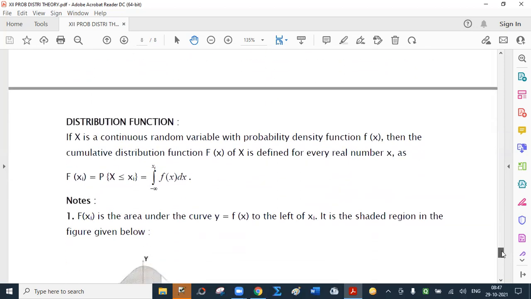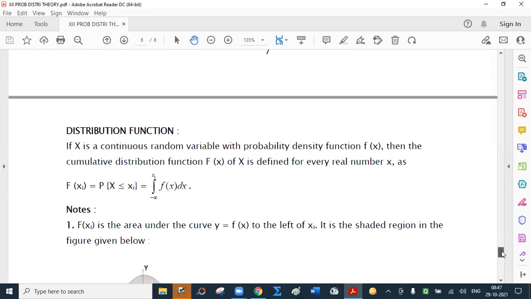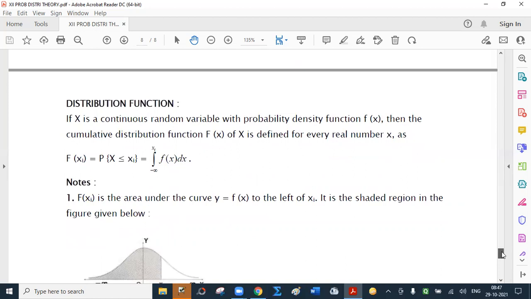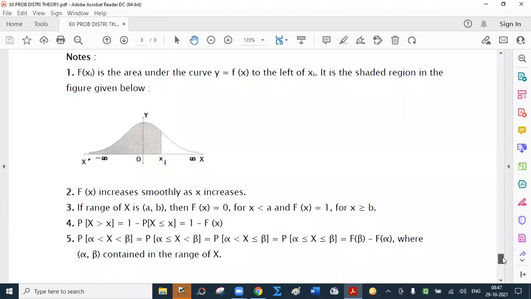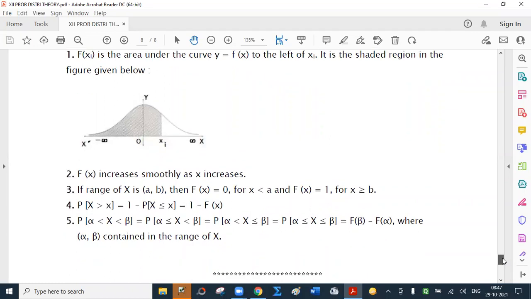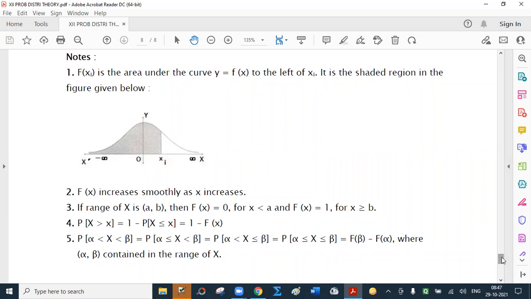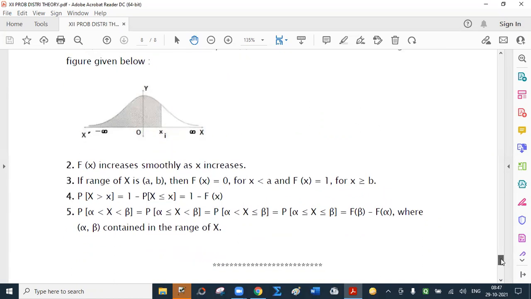Then we discussed distribution function. If x is a continuous random variable with probability density function f of x, then the cumulative distribution function capital F of x is defined for every real number xi as F of xi equal to P of x less than or equal to xi. This definition is important. It is integral minus infinity to xi f of x dx. So this is the diagram for that. We already discussed this part in the last lecture.